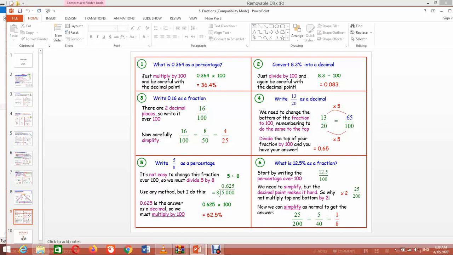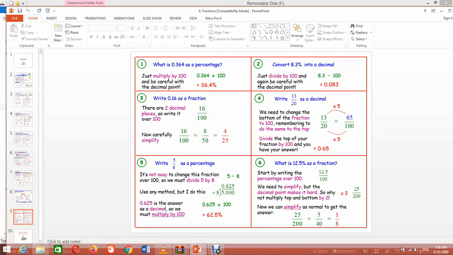Then 2, convert 8.3% into a decimal. In other words, divide 8.3 by 100. Just divide by 100, and again be careful with the decimal point. So 8.3 divided by 100 is equal to 0.083.